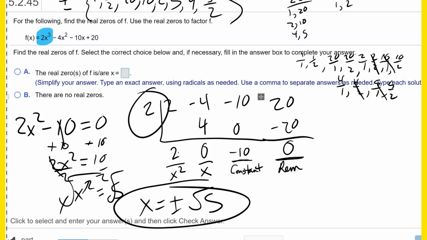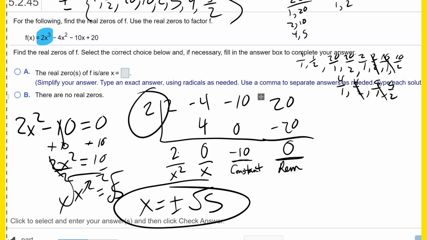And one more tidbit. You should always get the same number of zeros as the degree of the polynomial. The degree of the polynomial tells you how many zeros you are going to get. All the zeros may not be real. Some of them may be imaginary, but the real and imaginary zeros put together will always add up to the same thing as the degree of the polynomial.